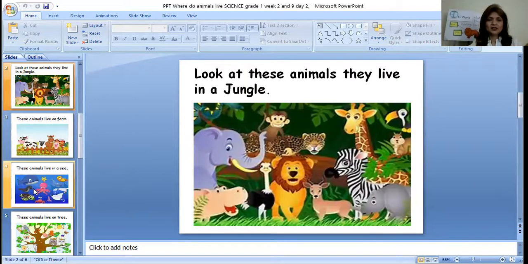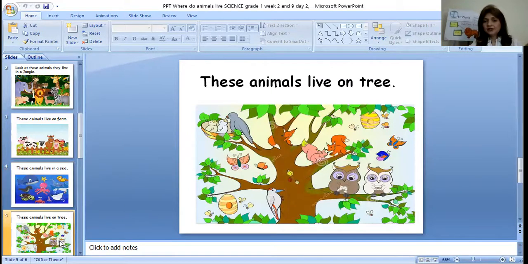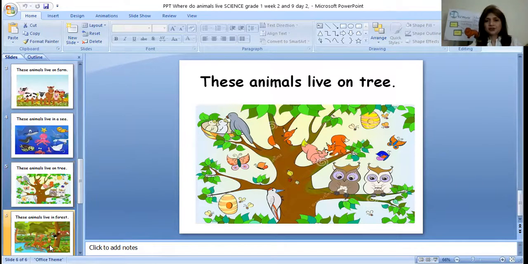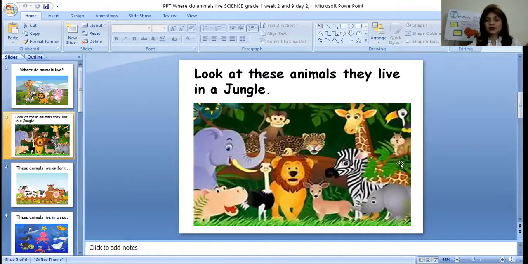Okay. All right. Now comes the animals in the sea. You can see whale, fish, turtle, starfish. There is octopus. Right. Now, these are animals who live on trees. You can see these are mostly birds. You can see owls, butterflies, pigeons, squirrels. These are all different animals that live on trees. And now comes the animals that live in the forest. You can see that in the forest there are foxes, deer, rabbits, and different birds that live on trees. So these are different types of animals.